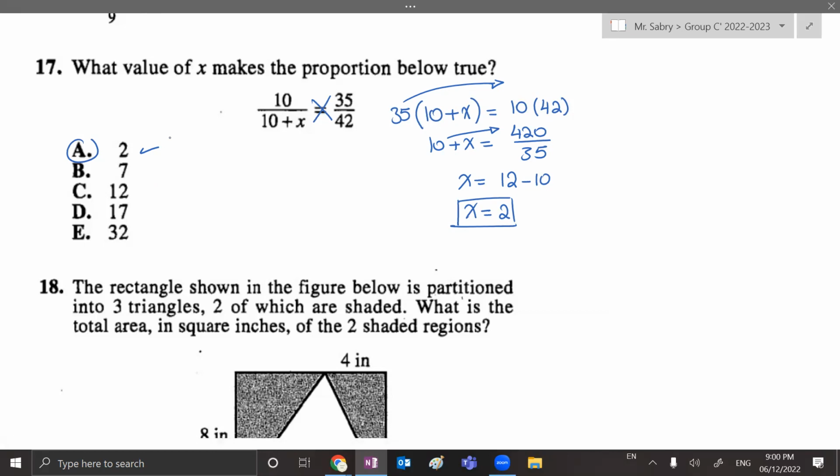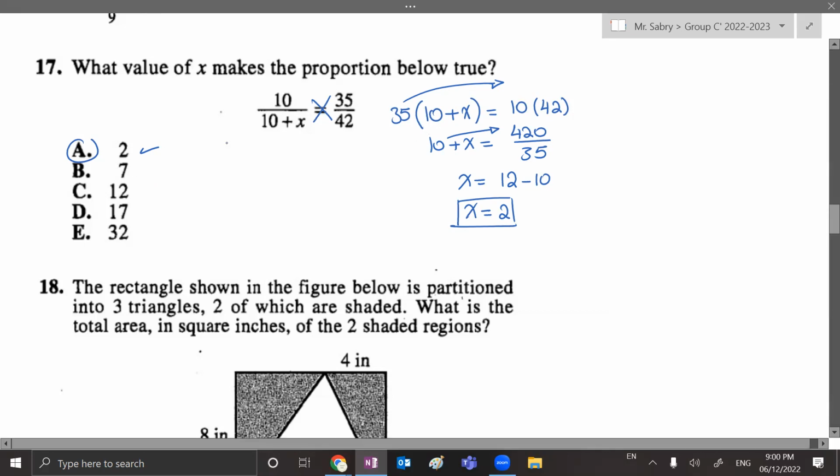Of course, this is one way. Another way, because you have your calculators with you, you can just substitute every one of the choices, but I think that is harder, not easier, by the way. You can just try out the numbers, put 2 in place of x and see if the answer comes out 35/42 or not. I think this is longer and harder.